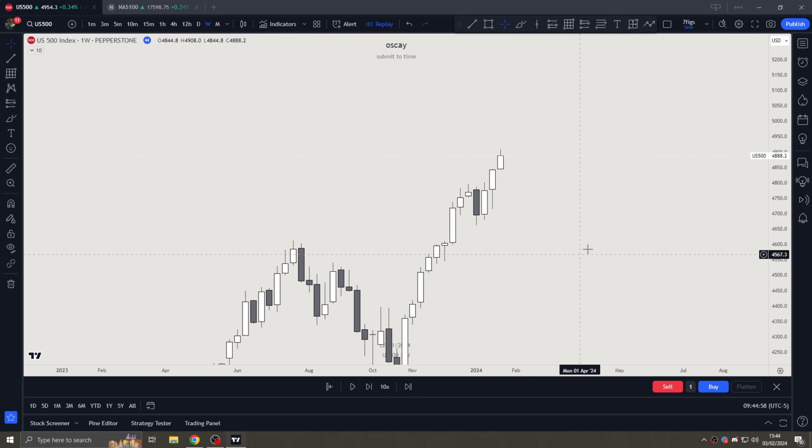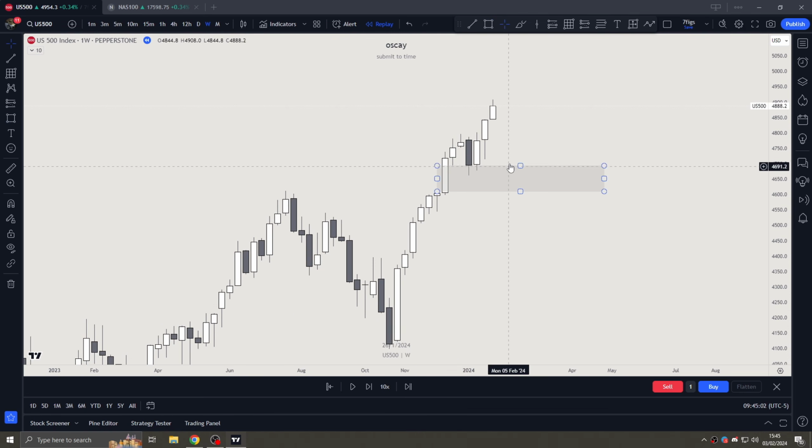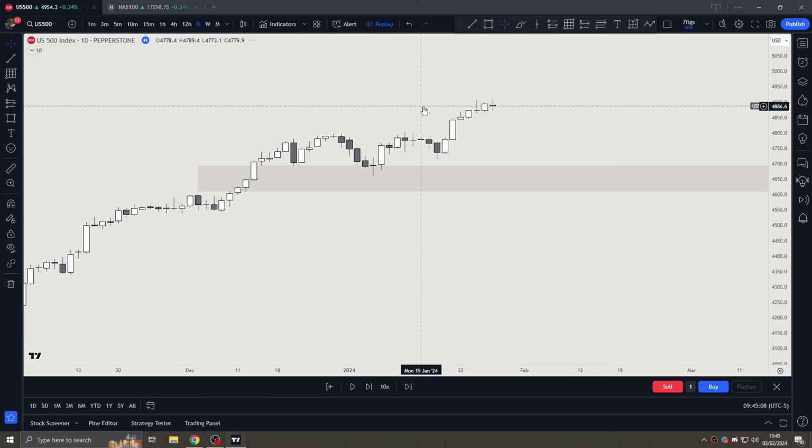So take notes. We have a weekly fair value gap. We tap it and we fly up. What does that mean? We're going up. This was like the first target. We blasted through it. Then we zoom into the lower time frames.